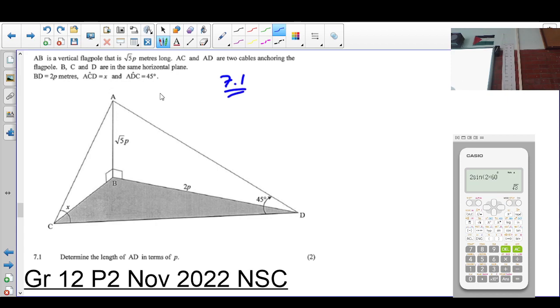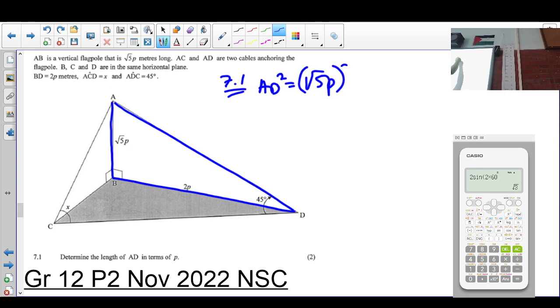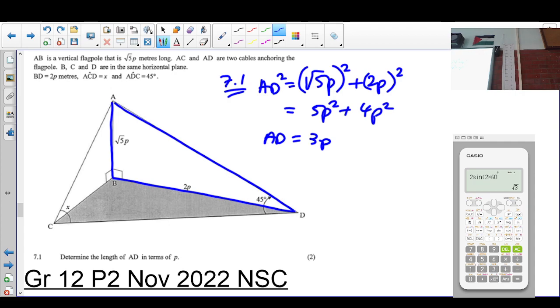AD. So it's this triangle here. And in terms of p, sorry, not x. p. So since it's a right angle triangle, I'm going to use Pythagoras. So AD squared is equal to the root of 5p all squared plus 2p squared. No reason needed there. So that's going to give you 5p squared plus 4p squared, which is 9p squared. The square root of that is going to give you 3p. Okay.